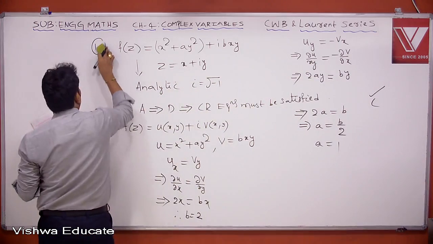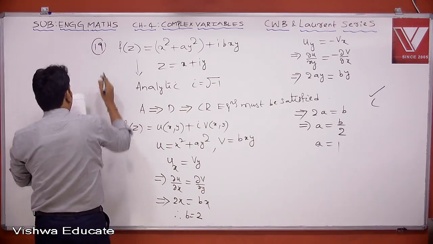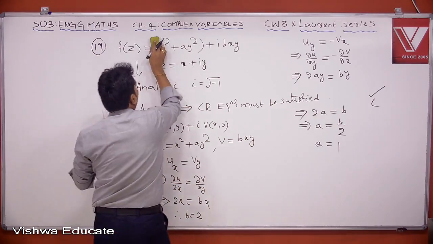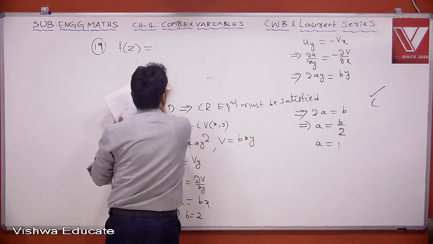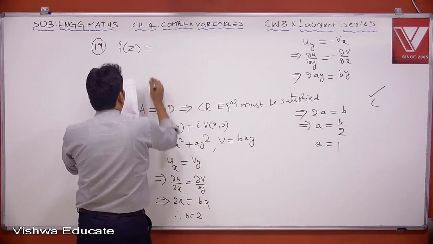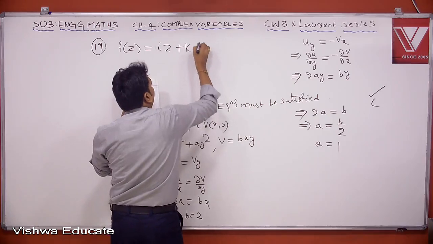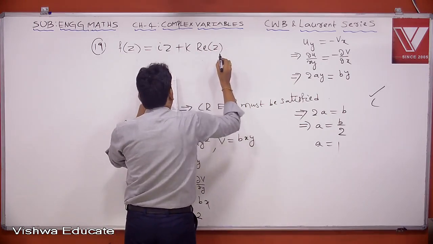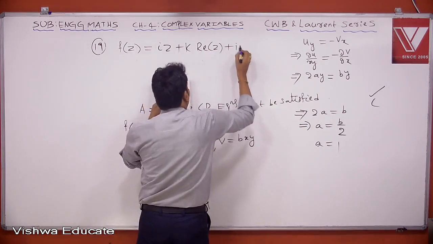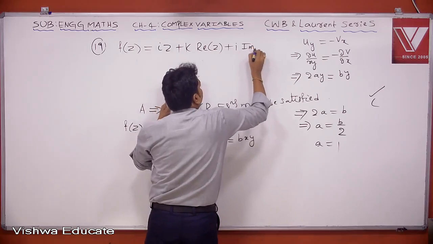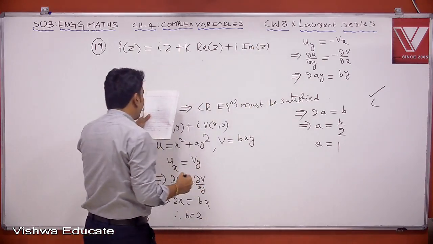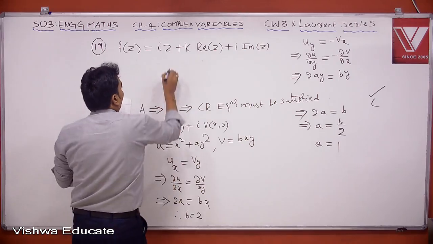Next, question number 19. If f of z equal to iz plus k into real part of z plus i into Im of z satisfies CR equations, then what is the k value?